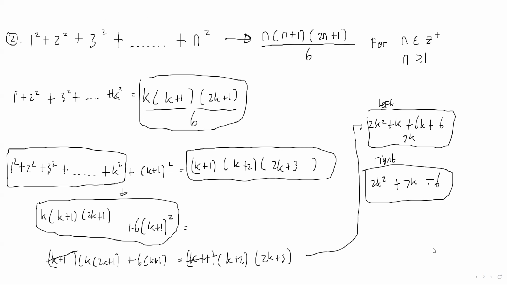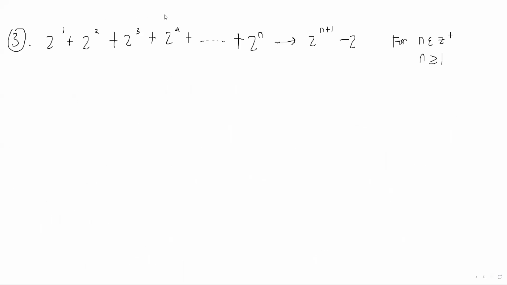Now on to the last question. As we can see here, we have a power again, an exponent question, but this time the one that changed is the exponent, not the base. So the formula given is 2 to the power of n plus 1 minus 2, for n an element of any positive integer and n bigger than 1. So as usual, we have to prove first that this formula does apply for the initial value of n.